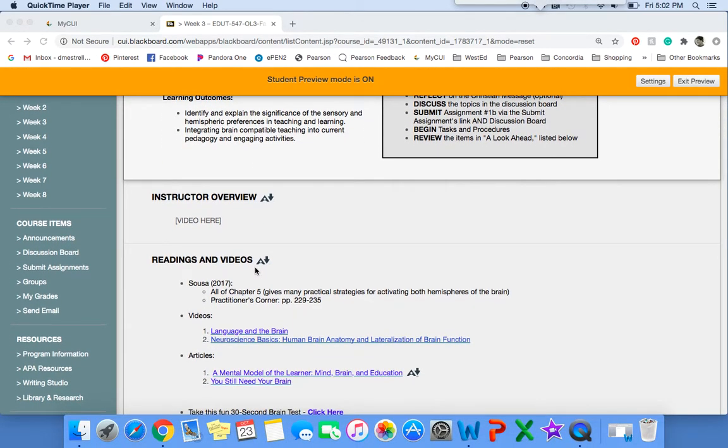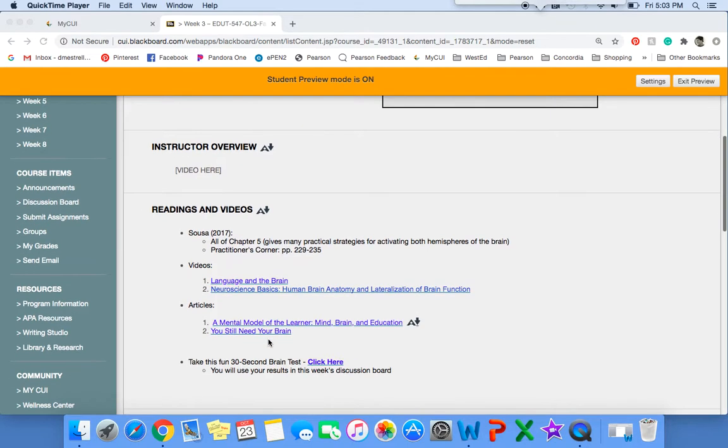This week's reading includes all of Chapter 5 from our textbook and the Practitioner's Corner, which are found on pages 229 to 235. In addition to Chapter 5 and the Practitioner's Corner, there are 2 videos, Language and the Brain and Neuroscience Basics, Human Brain Anatomy and Lateralization of Brain Function, as well as 2 articles, A Mental Model of the Learner, Mind, Brain, and Function, and You Still Need Your Brain.